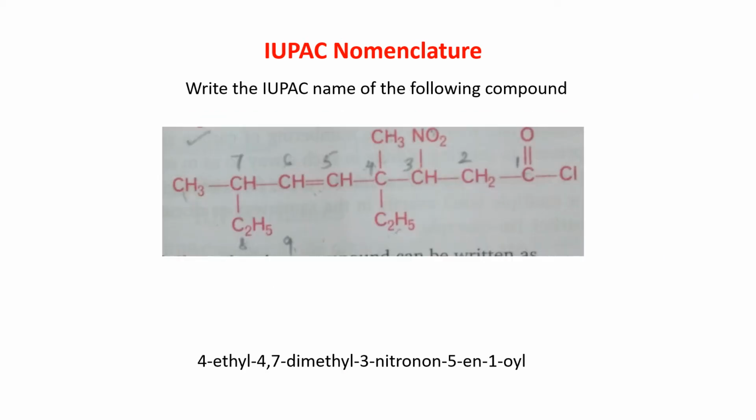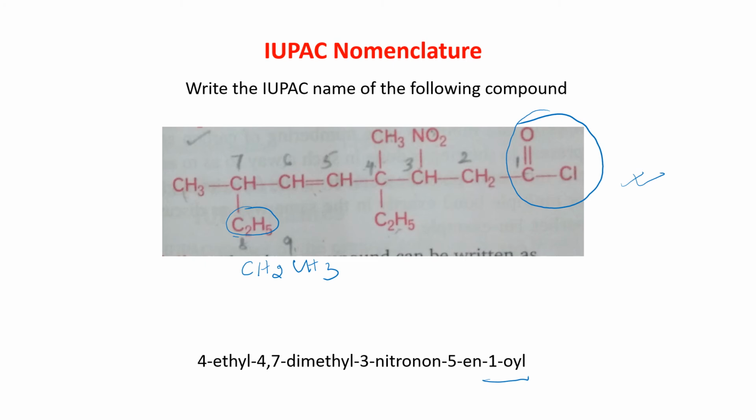Now see for this example. In this example, C double bond OCl is present, that is the oyl group. So this will get number 1, then 1, 2, 3, 4, 5, 6, 7, 8 and 9. It means I have to break this CH2, CH3. This is C2H5.